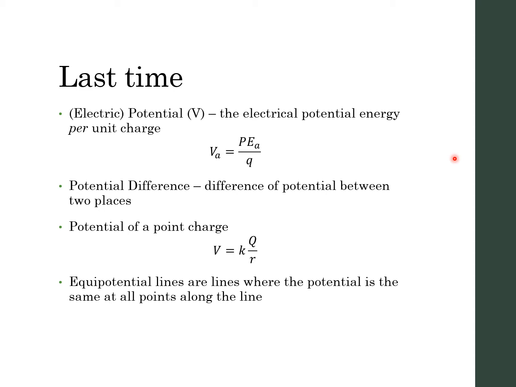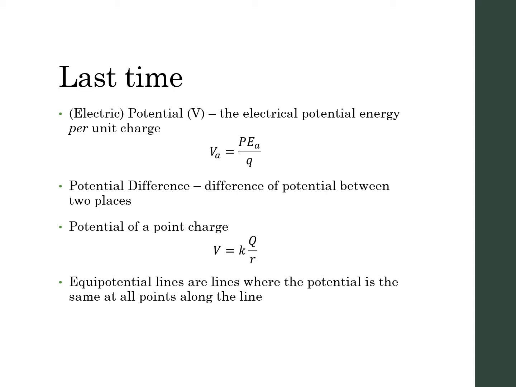Either way, the potential is a scalar, so we need to make sure that we account for the charge. Here we have our equation for the potential of a point charge. It's K, that same constant we've been seeing multiple times throughout the semester, times our charge. Here it's important to include the negative or the positive sign for our charge to indicate the correct sign for the potential, divided by the distance. So this gives us our equation for the potential of a point charge.